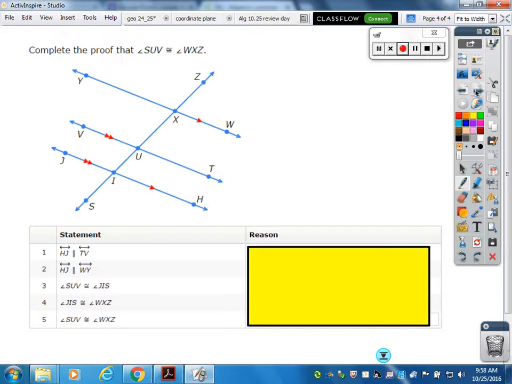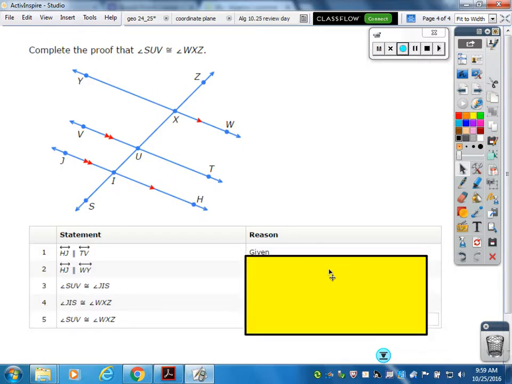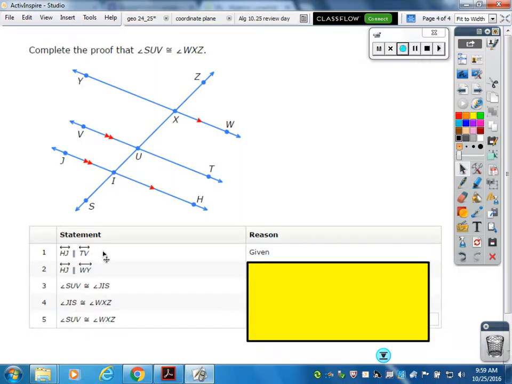Okay, and then one more example. It's also sometimes the case that we just want to use this information to prove that different parts, different angles are congruent. So, complete the proof that angle SUV is congruent with WXZ. Okay. Line HJ is parallel to line TV. That has been given to us. That's your first statement. It has been given to you.